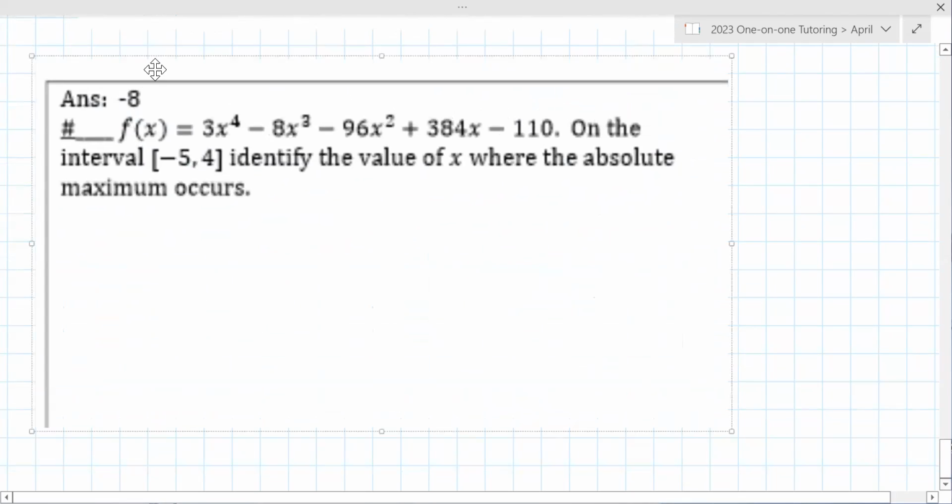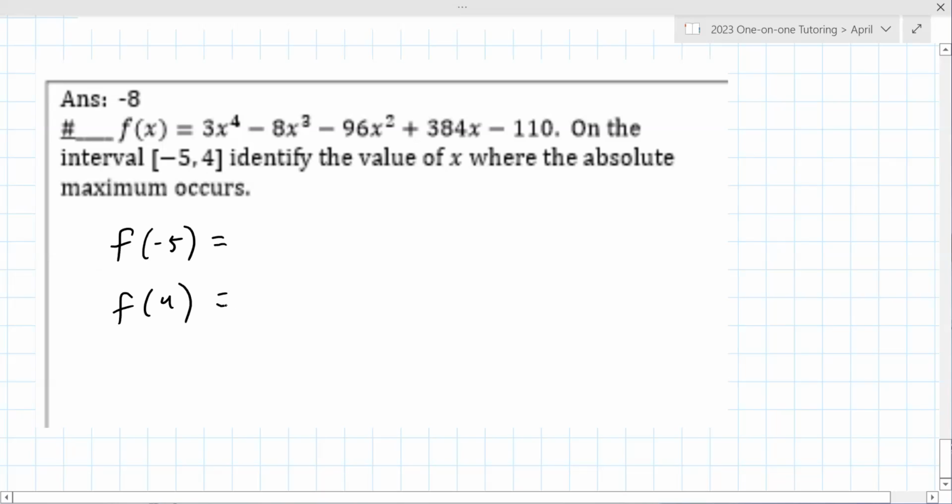Okay, on the interval -5, 4, identify the value of x where the absolute maximum occurs. So there is a recipe for this. The steps are to first evaluate the endpoints. So find f of -5, f of 4. You want to leave a little space because you're going to evaluate more places, but this has to be done first. This has to be done with a calculator. So go ahead and grab your calculator.